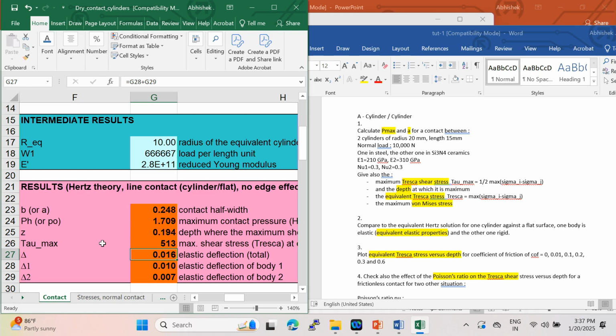513 megapascal. Something interesting here is that we can calculate the rigid body displacement, which is the sum, 16 micrometers, which is very small. And you can see there are two values, delta 1 and delta 2. Delta 1 is for steel, delta 2 is for ceramic. Of course, the steel material will deform more than the ceramic because the stiffness is lower. And these are the Hertz solution, in fact. Now, if you want to have a look at the stress, this is only for the normal contact problem.